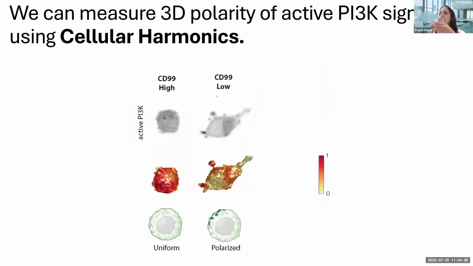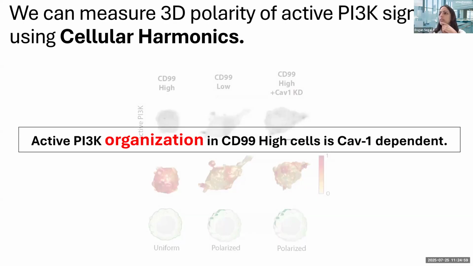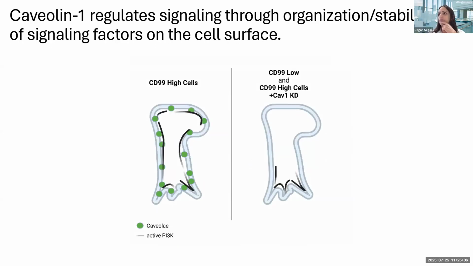So in that way, I was able to show that CD99 high cells tend to have a more uniform distribution of PI3 kinase, while CD99 low cells tend to have a more polarized distribution of the signal. And it was really interesting to see that the CD99 high cells upon CAV1 knockdown actually revert to a more polarized distribution of signal. So that suggests that active PI3 kinase organization in CD99 high cells is CAV1 dependent.